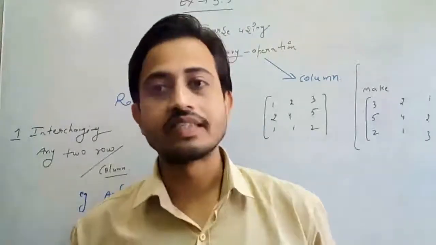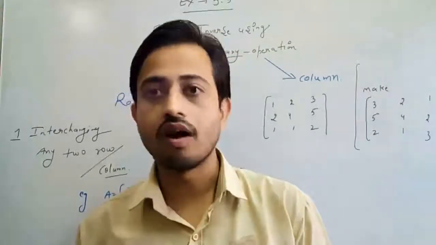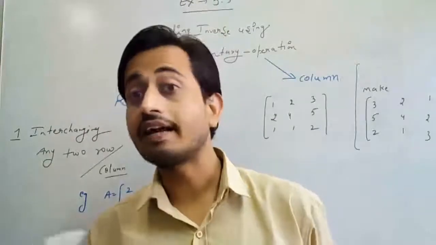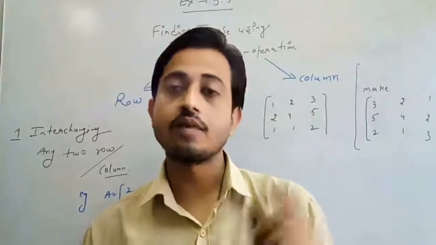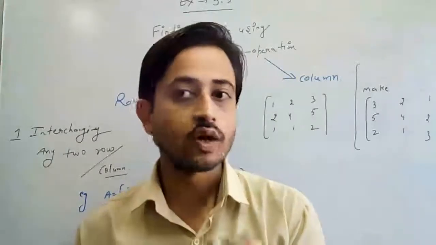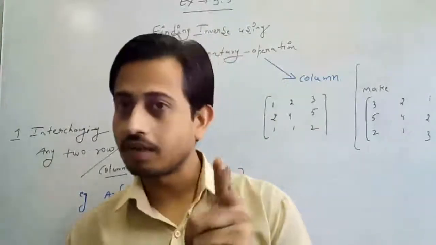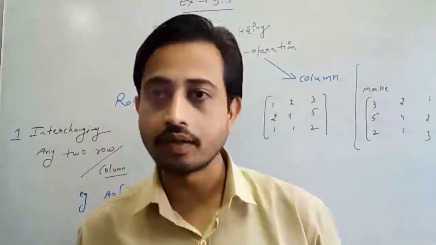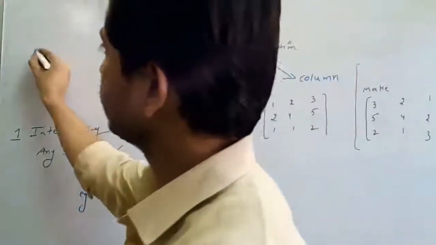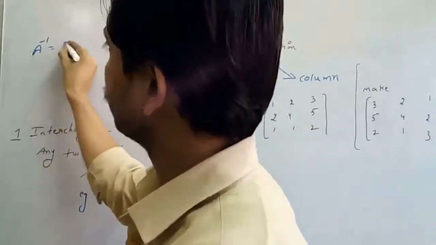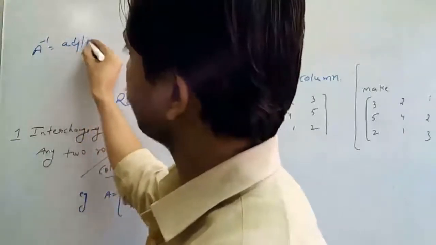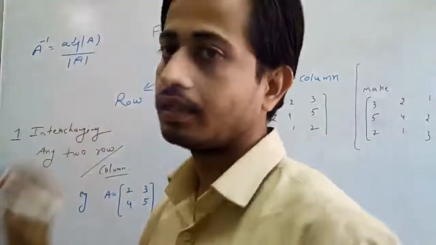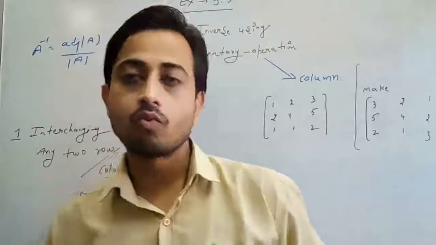This exercise is basically for finding the inverse of a matrix, and we already know how to calculate the inverse, but that was our first method. The name of that method is the adjoint method. So what's the formula? A inverse is equal to adjoint of A divided by determinant of A. This is the method to find the inverse.